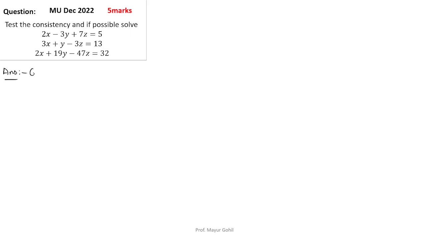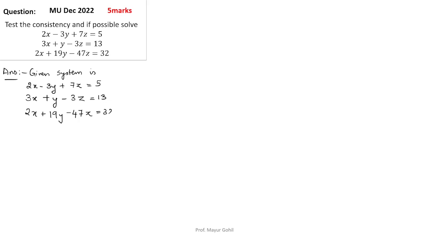So we write like this: given system is 2x minus 3y, 3x plus y minus 3z is equal to 13, 2x plus 19y minus 47z is 32. This is the given system to us.